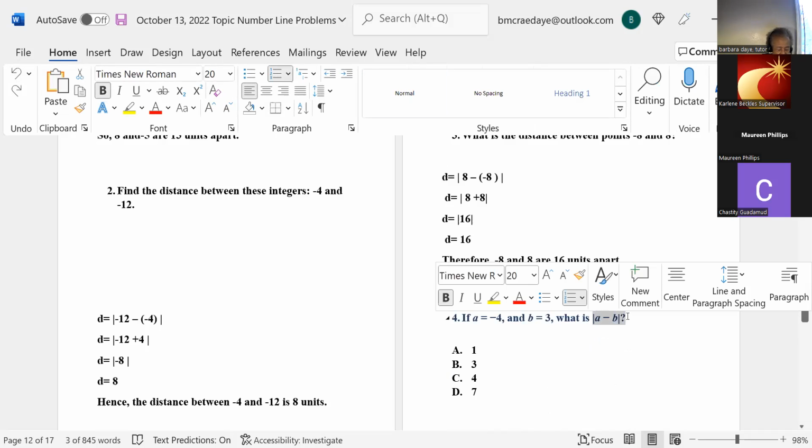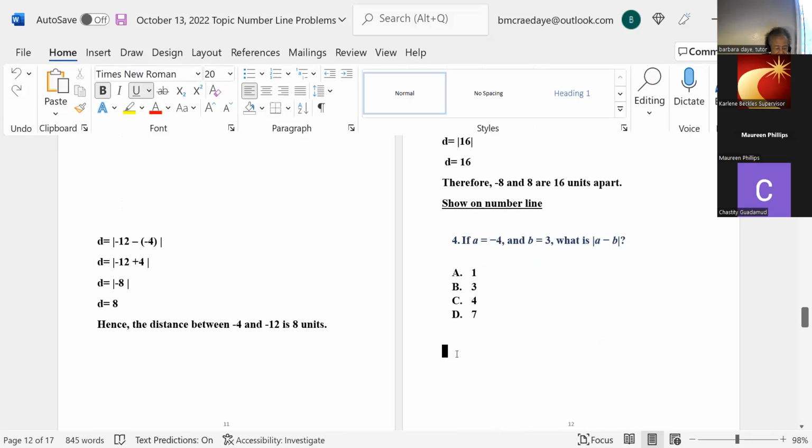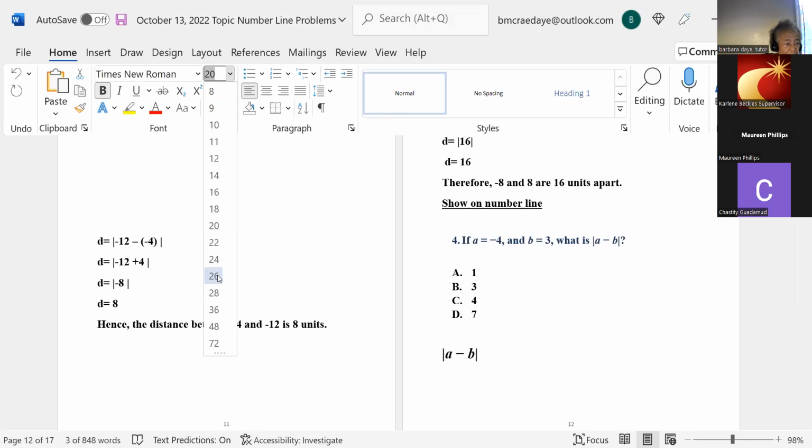Okay, when you see vertical lines there, that means absolute value. So let's put this here. Let me make this bigger. So I will subtract this one. And we're going to substitute in for the values of A and B.